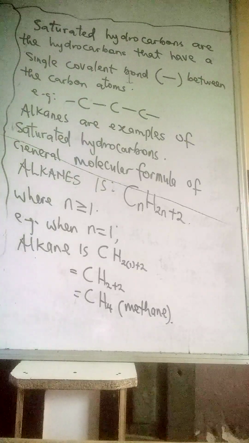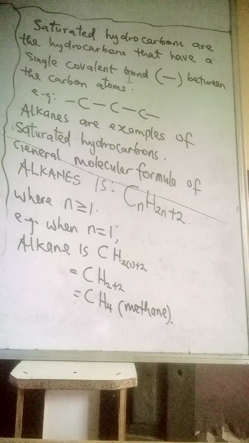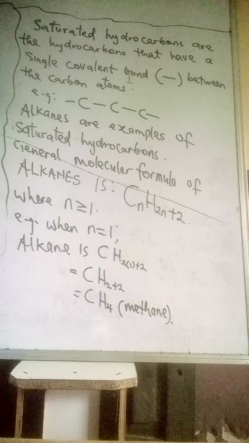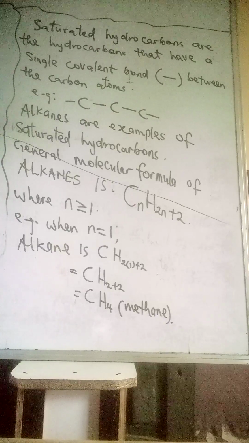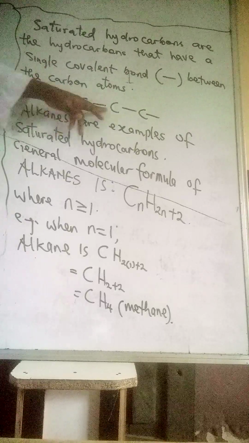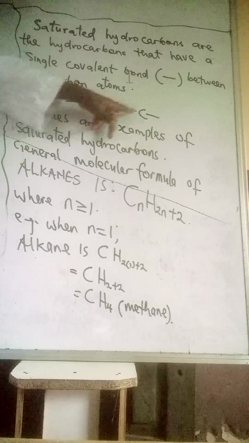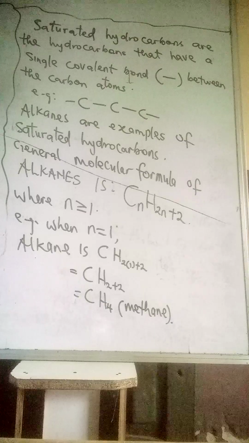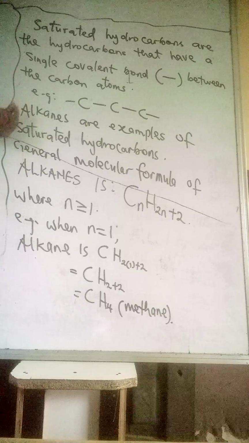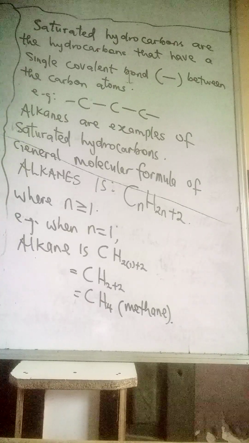Now, what are saturated hydrocarbons? Any hydrocarbon compound that has only one covalent bond between the carbon atoms is a saturated hydrocarbon. As we can see here, there is only one bond connecting the carbons. One bond. That means there may be another carbon like this. And the example of saturated hydrocarbons are alkanes. Alkane is a family of saturated hydrocarbons.